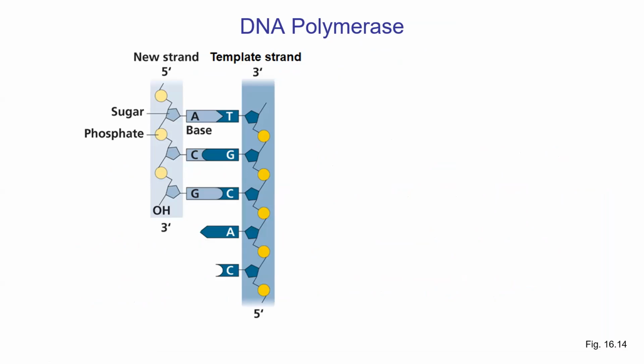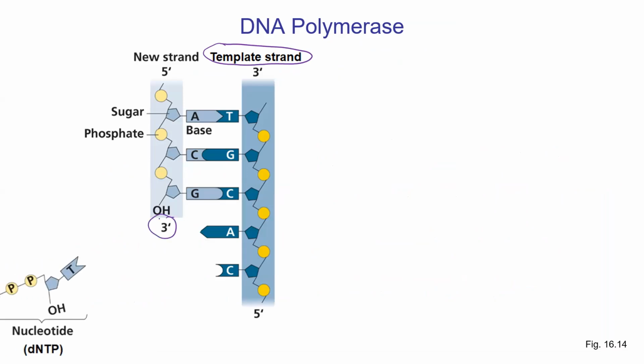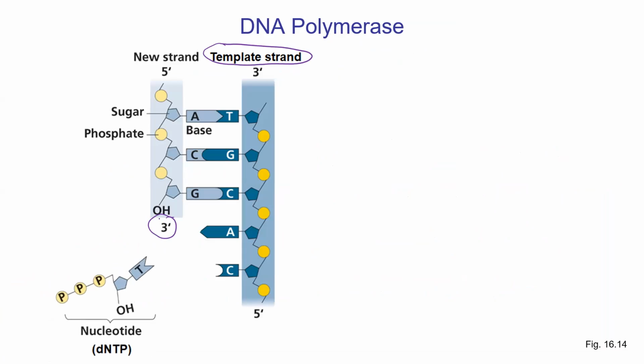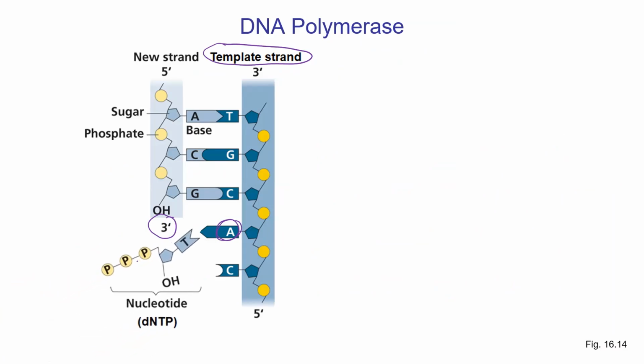Here's another image very similar to the one I showed you before. You can see you've got the 2 strands. You've got the template strand, the one being looked at by the enzyme, and you've got the new strand, and it's growing right here at the 3' end. You've got one of these dNTPs coming in, and this one is going to be complementary. We've got an A, so the new one is a T because it's complementary to the A. So the DNA polymerase enzyme is going to grab that, bring it in.